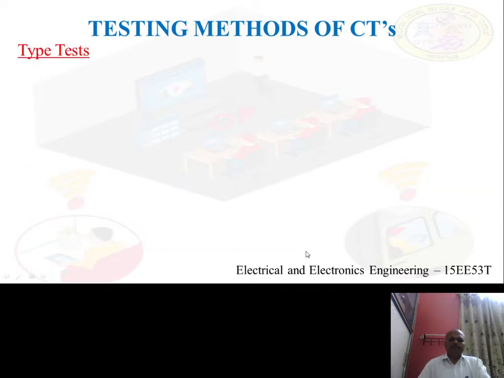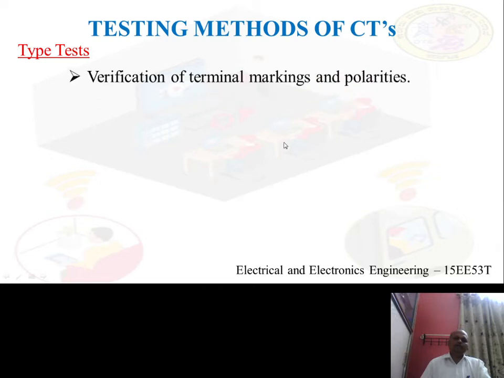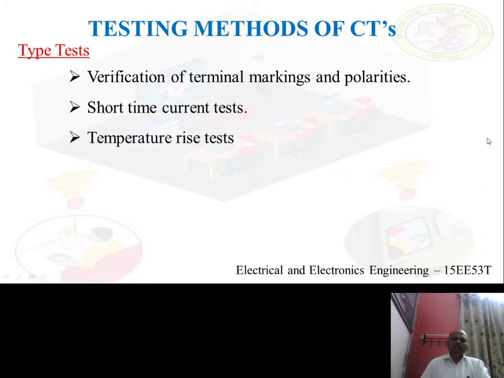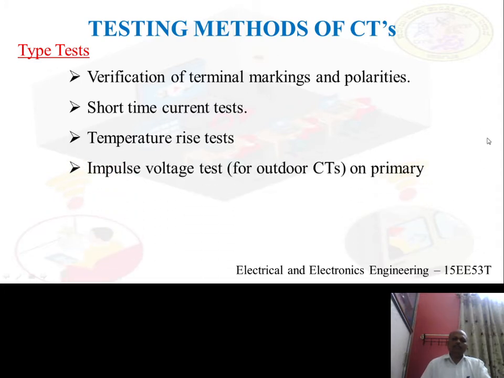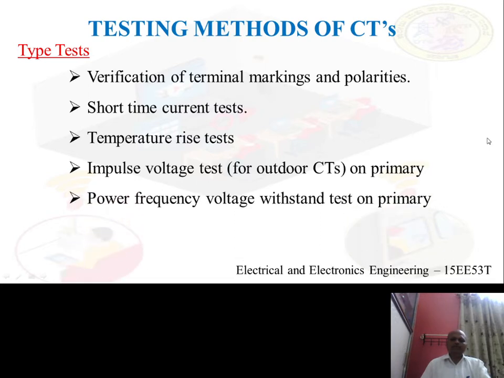What are the different types of tests carried out on CTs in type tests? They are: verification of terminal markings and polarities, short circuit current tests, temperature rise tests, impulse voltage test on primary, power frequency voltage withstand test on primary, over voltage interturn test, etc. Error measurement.